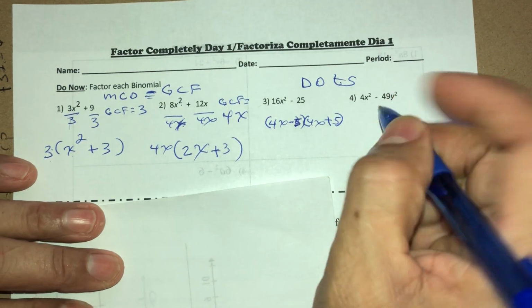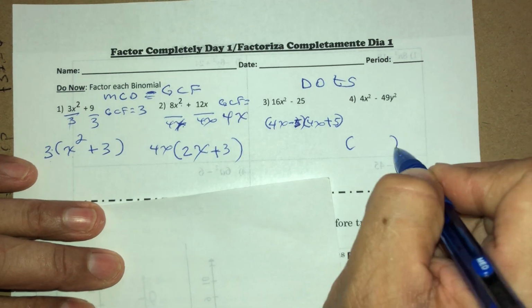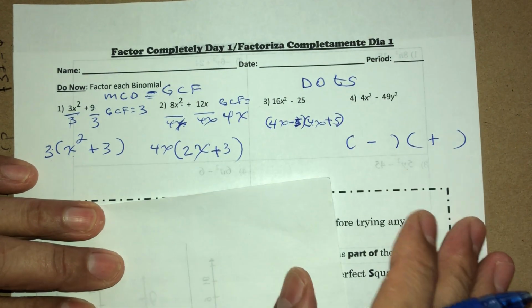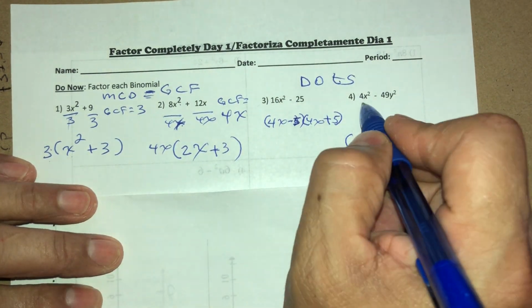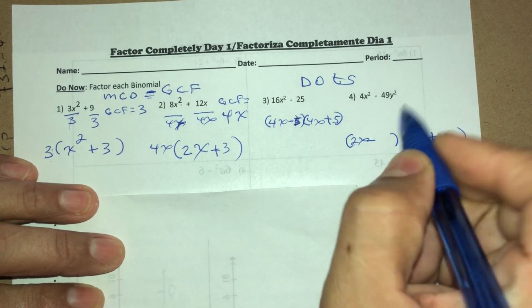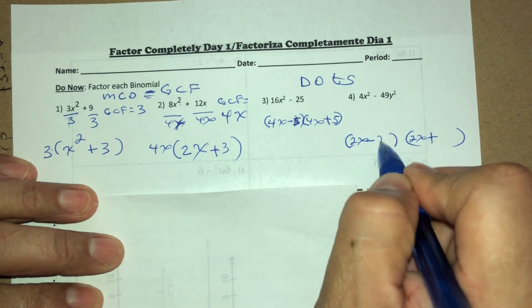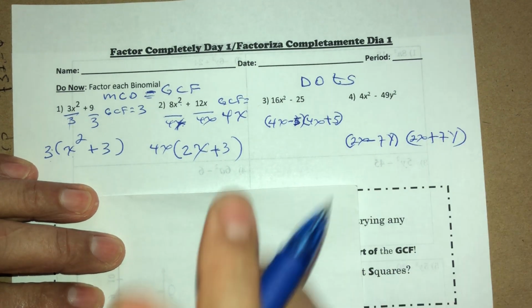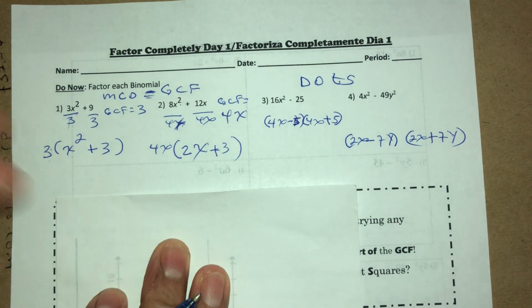Same thing here, okay? 2 sets of parentheses, all right? One minus, one plus, or one plus, one minus, it doesn't matter how you write it. The square root of 4 is 2, so it's going to be 2x here, 2x there. The square root of 49 is 7, 7. And we're going to keep 1y here and 1y there. So that will be the answer for that one.